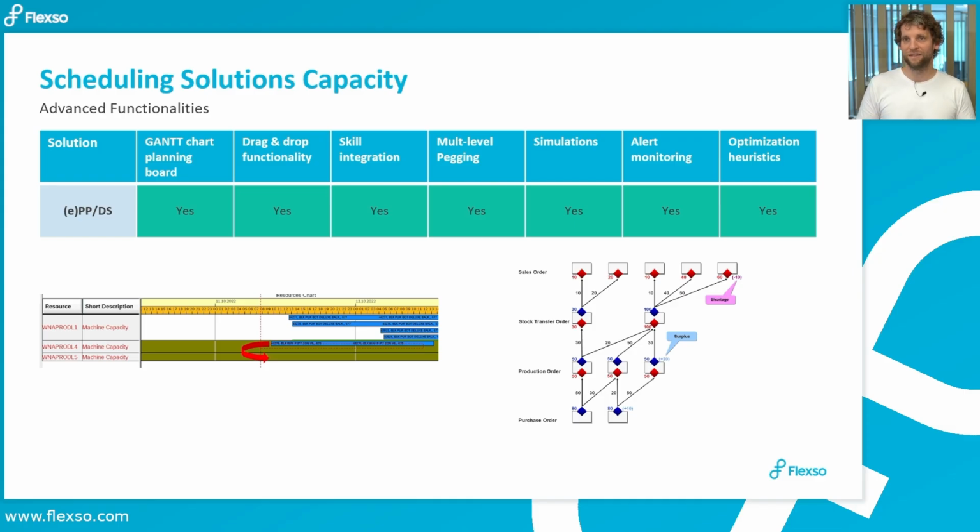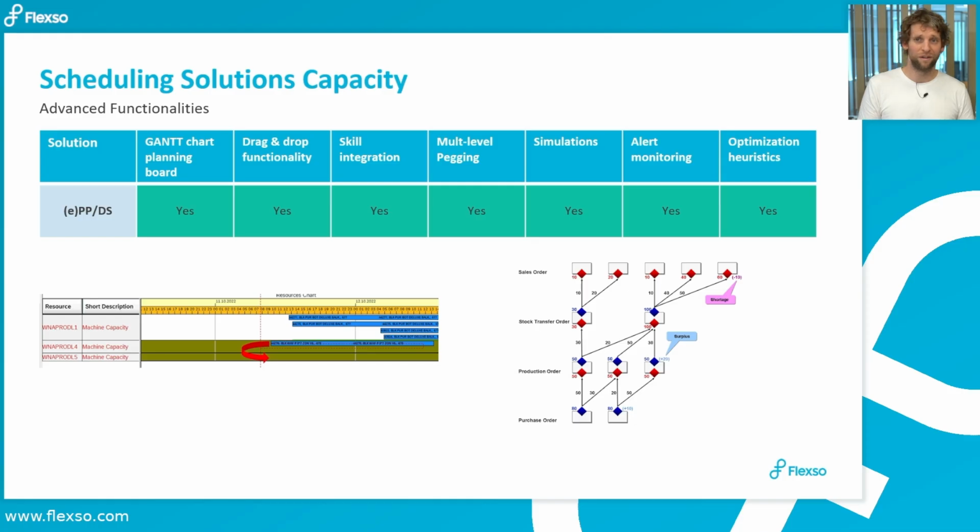On top of that, all this multi-level pegging, these pegging relationships are being used in most of the apps and transactions and functionalities. For example, in your scheduling board, you can immediately visualize which operations and also which production orders are linked to each other, which ones need to be finished before you can start with the other one. You can also use it in a heuristic for some automated way. And then alert monitoring, I already mentioned that.